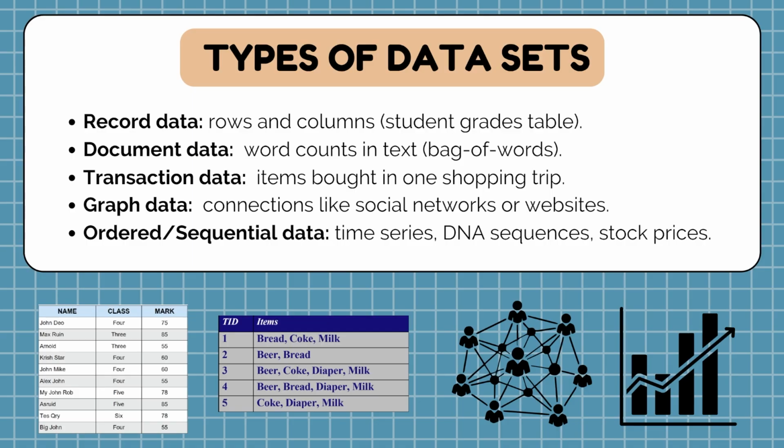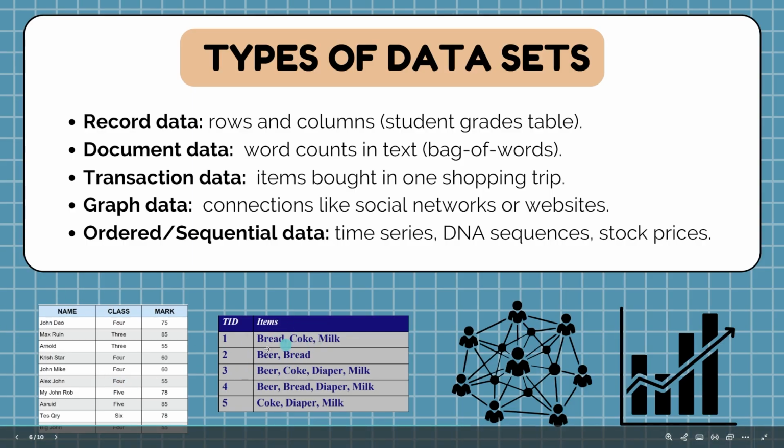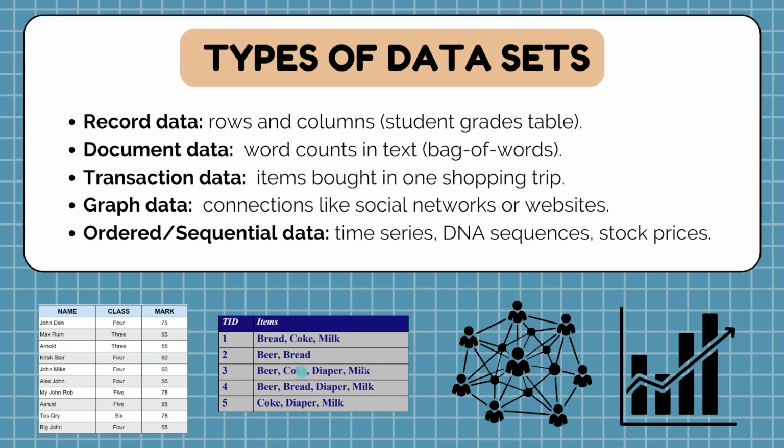This is called bag of words model. Going to transaction data. Transaction data is common in shopping, where each row is a shopping trip and the items are what was bought. For example, you can see in the image, the first one, bread, Coke, and milk are bought together in one trip.